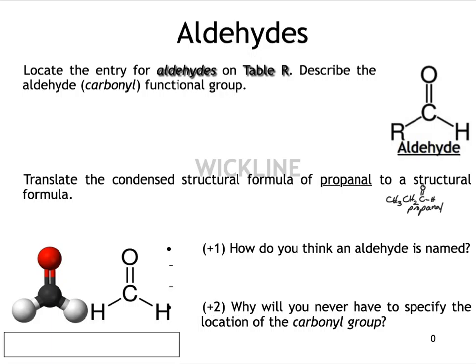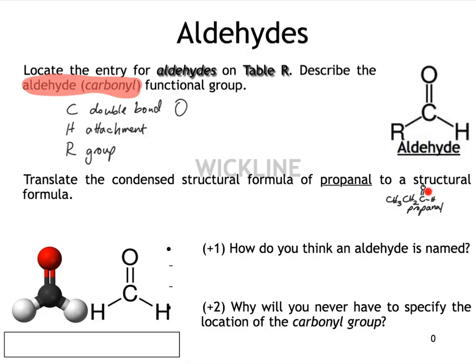So the first question on this slide is to locate the entry for aldehydes and describe the aldehyde or the carbonyl functional group. I do want you guys to think of aldehydes as also being carbonyls, even though the regions don't typically use this term. They typically only say aldehyde. And I just think that's a good idea because in college it could be either one. But in any case, the way I would describe this is that you have a carbon with a double bonded oxygen, and you have a hydrogen attachment, and otherwise it's bonded to something called an R group, and the R group is just the rest of the molecule, like the parent chain.